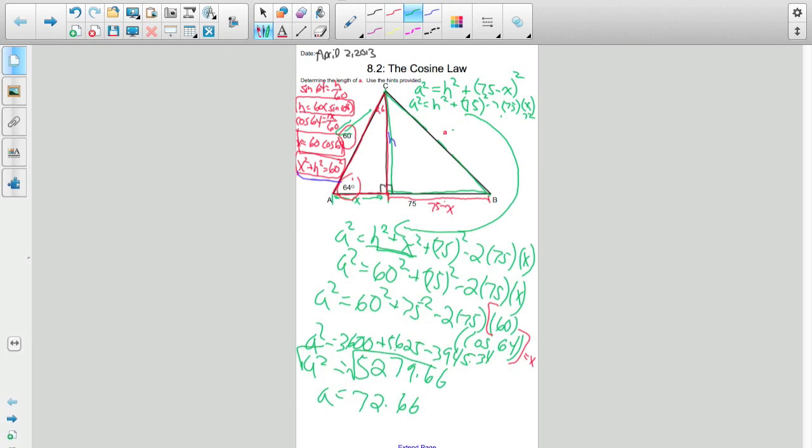Wait, is this all just to find a? Do we have to find h now? No. h just helps us get to what a will be. Do we have to do all that just to find a side? Isn't that pretty tough? Then once again, shortcut.